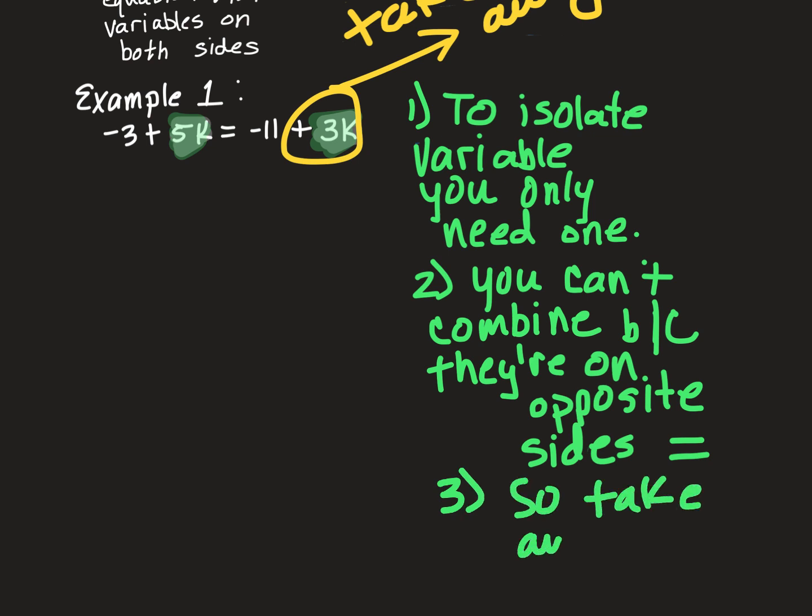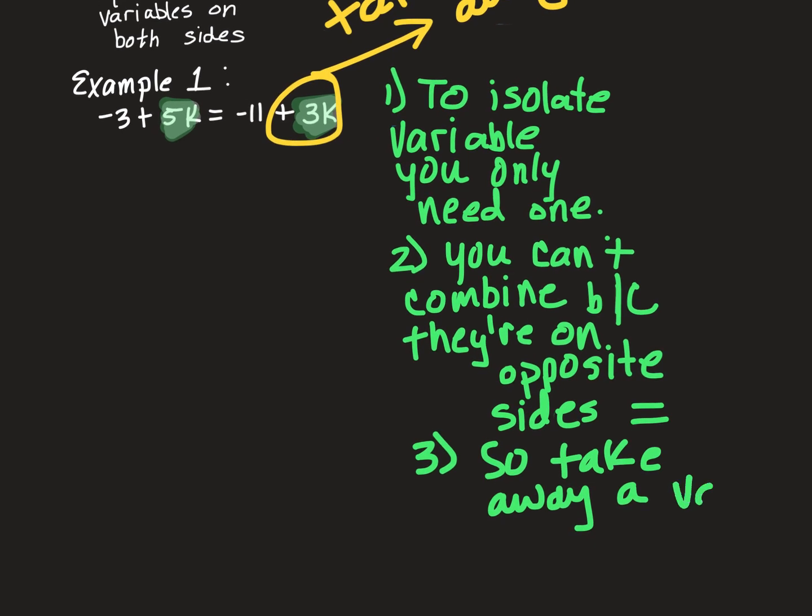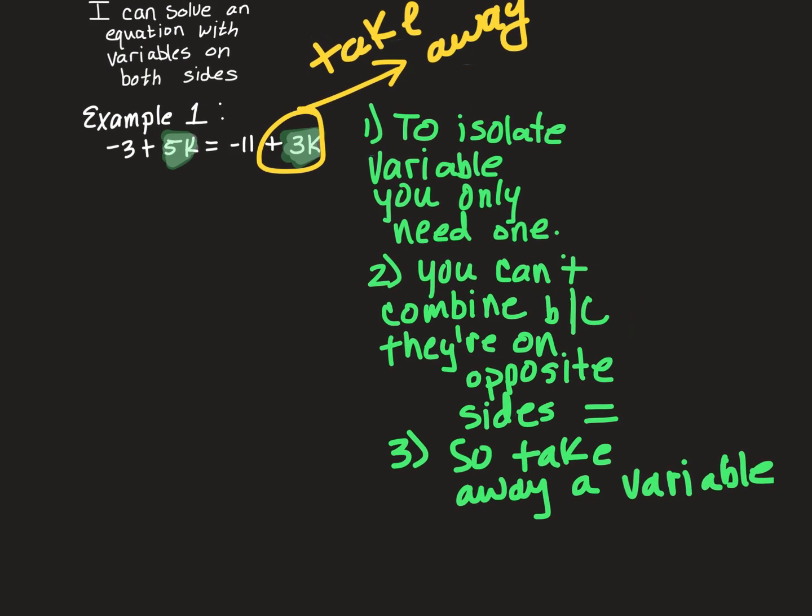So take away a variable. It doesn't matter which one you choose. I'm going to go ahead and take the 3K. So step 1, we got to get rid of one of those variables. Step 2, we can't put them together because they're not on the same side. So that explains why I'm getting ready to just take away a variable. And when we take away a variable, what'd you tell me we're doing again? What are we doing when we're taking it away?